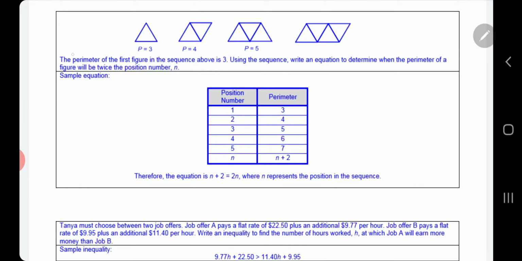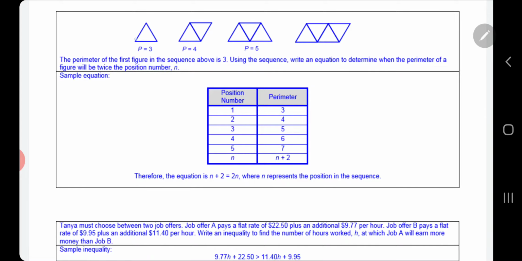Alright, the perimeter of the first figure in the sequence above is 3. So 3, perimeters 1, 2, 3. That's not the number of sides, it's the perimeter. I guess they're just assuming that each side measures 1. Using the sequence, write an equation to determine when the perimeter of the figure will be twice the position number.